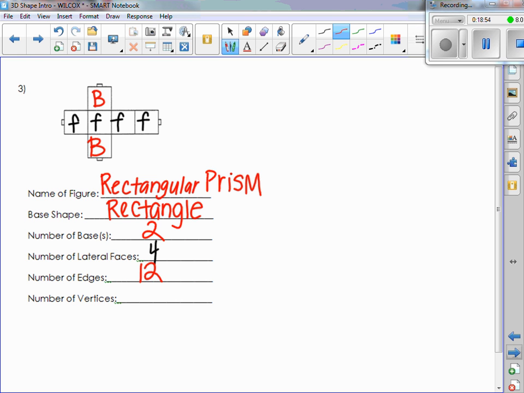Last piece, number of vertices, 8. If I had this, think of a box. If I had a box, how many corners would it have? 4 corners up top and 4 corners down bottom.